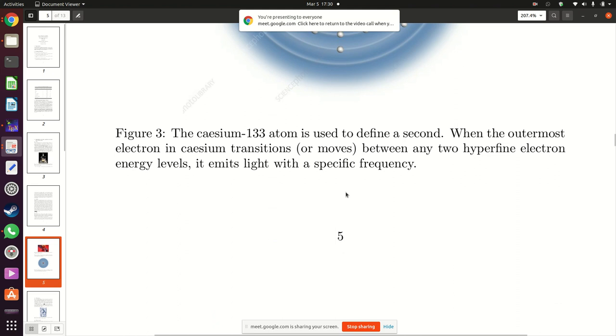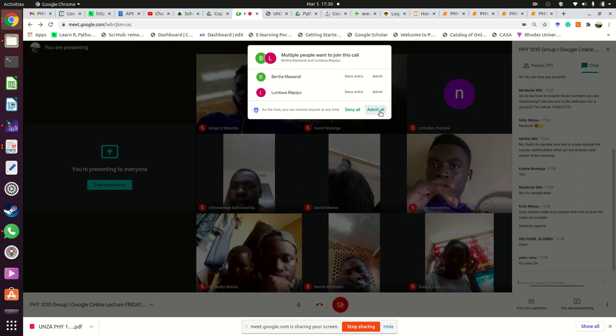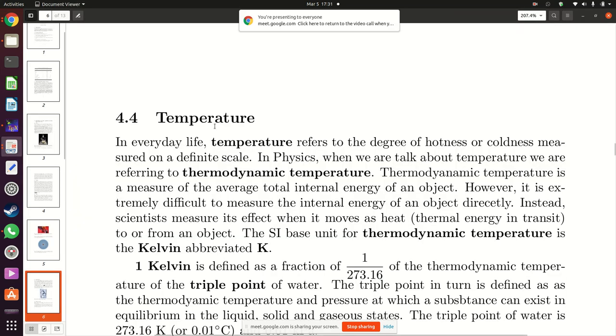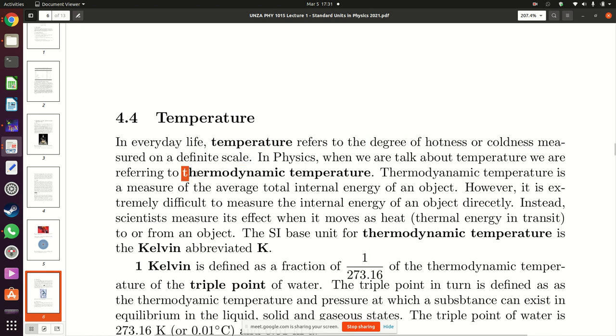Next, we move on to temperature. In your day-to-day life, you would define temperature as how hot something is or how cold something is. However, as much as this definition is good for everyday people in the street, defining temperature as the degree of hotness or coldness is not good enough. In physics, when we are talking about temperature, what we actually mean is something called thermodynamic temperature.